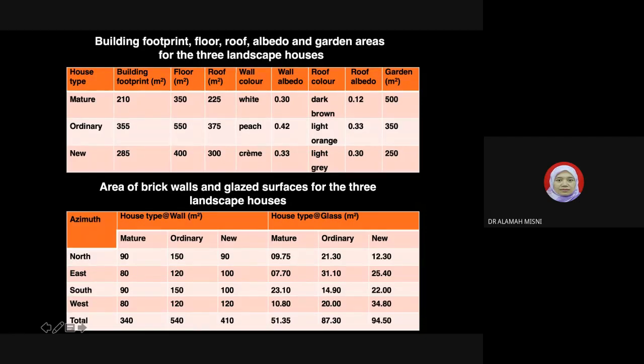So look at the mature, ordinary and new landscape houses here. I calculated the amount of walls and glass in square meters. I also studied the location, whether they are located at the north, east, south or west. And look at the total here. The total is not much different compared to the others. Okay, next.